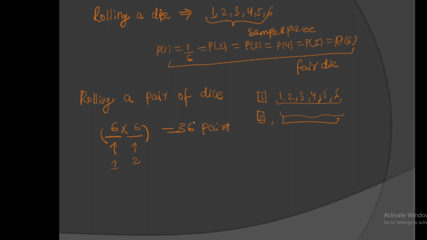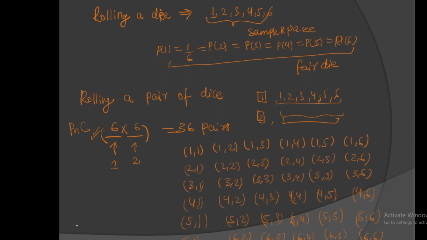If you want to know more about why I've written 6 into 6, not 6 plus 6, you can check out my PNC video on the basic principle of counting. In that I have covered the multiplication and addition principles of counting. So getting back to our work, what will these numbers be? It will be 1 comma 1, 1 comma 2, 1 comma 3, 1 comma 4, 1 comma 5, 1 comma 6. So here I have written all the possible pairs that we will be getting, and this is our sample space.